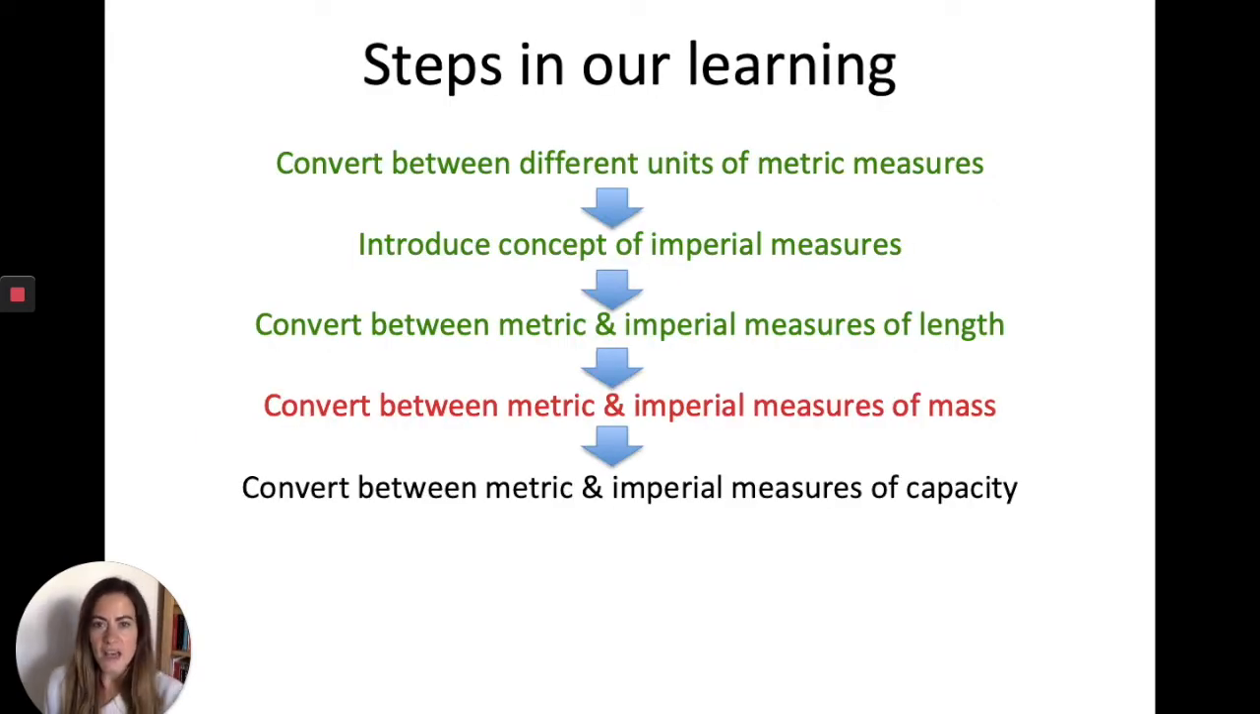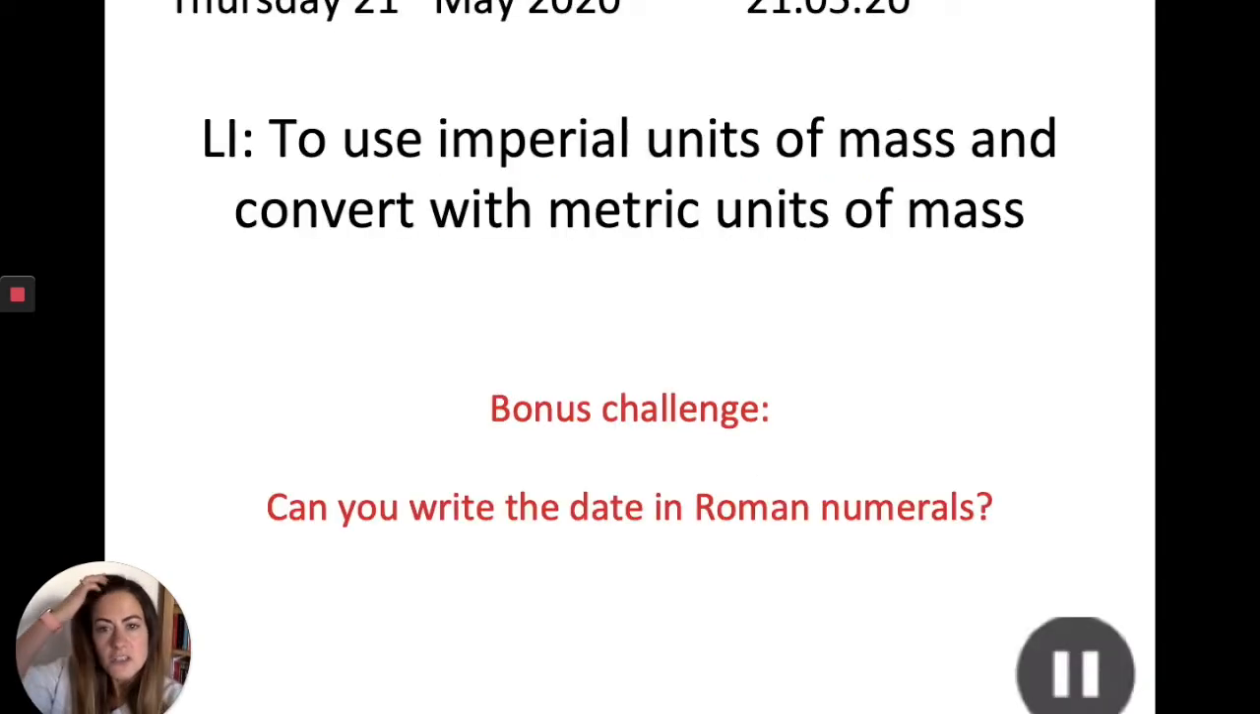Right, where are we in our learning? So, you know we did lots of different conversions with metric measures in the last couple of weeks. Then yesterday we introduced imperial measures for the first time, and we did some conversion between metric and imperial measures of length. Today we're going to do the exact same thing, converting metric and imperial measures, but this time with mass. And then tomorrow, same thing again, but with capacity. So you should, by the end of the week, be a pro at converting between metric and imperial because you're going to do it 3 different times for 3 different types of measurement.